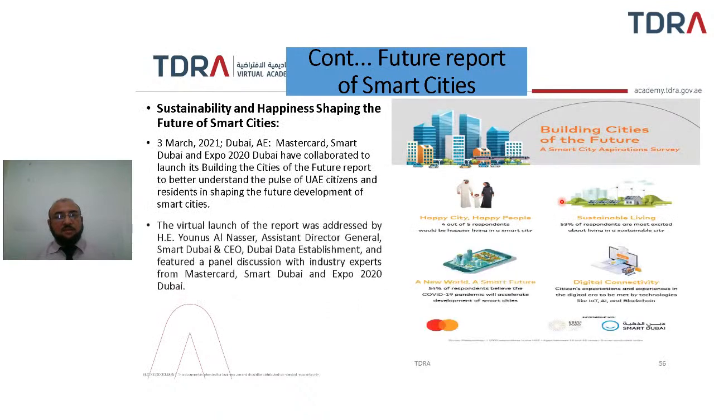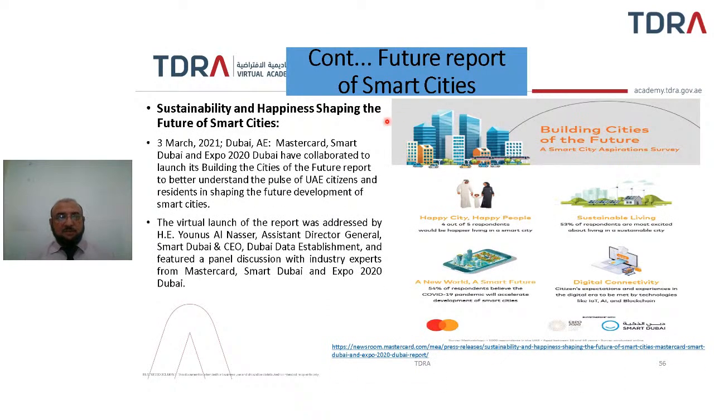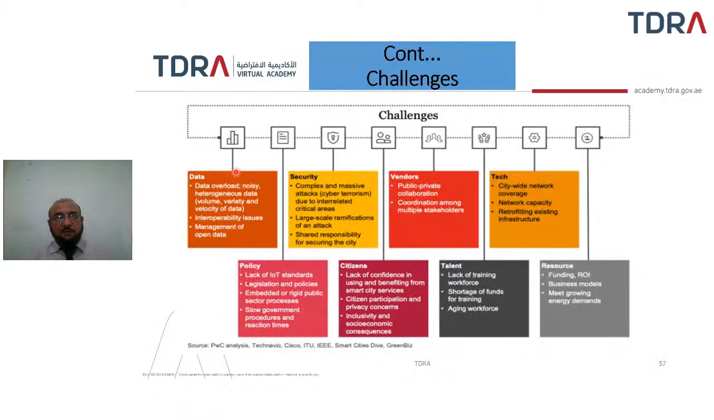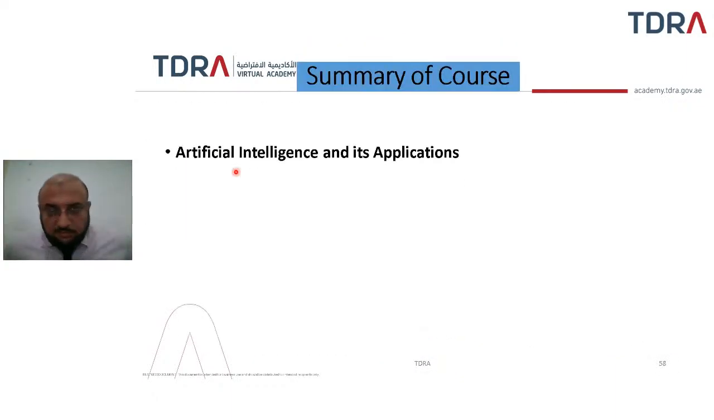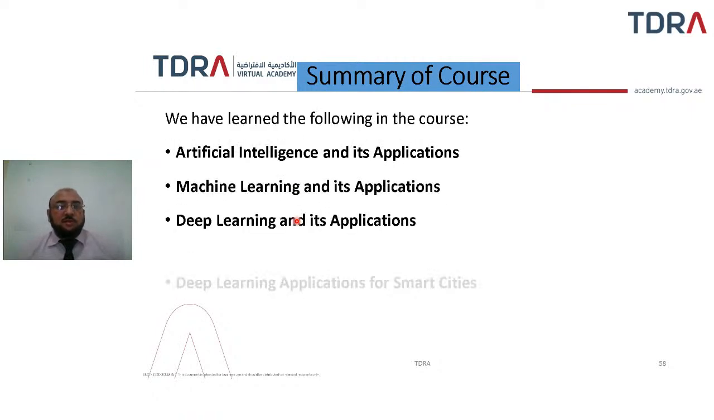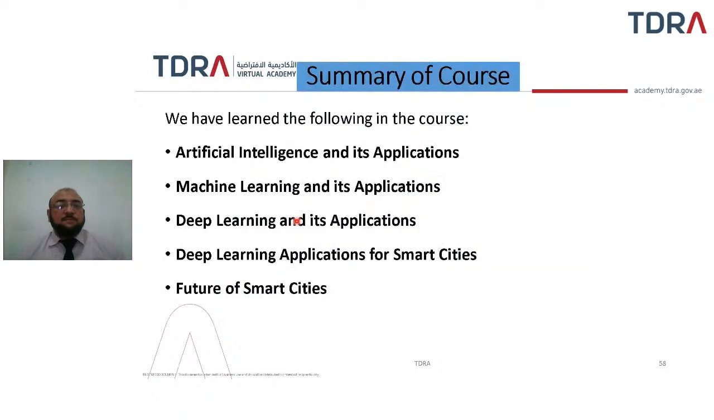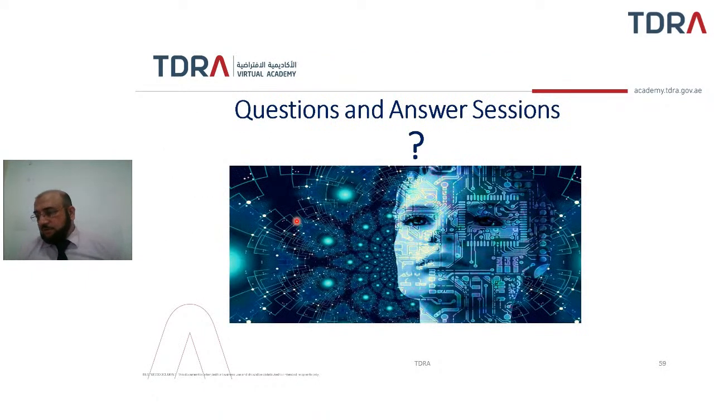Then sustainability and happiness shaping of future smart cities. This is a report made on 3rd March 2021 by Mastercard and the Expo. There are some challenges, but the main thing is that AI is giving more benefits as compared to drawbacks. So this is a summary of the course. We have learned artificial intelligence applications, machine learning and its applications, deep learning and its applications, deep learning applications for smart cities, and the future of smart cities. Now we have a question and answer session.